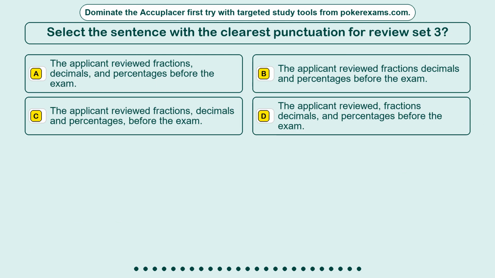Question 19. Select the sentence with the clearest punctuation for review set 3. Option A. The applicant reviewed fractions, decimals, and percentages before the exam. Option B. The applicant reviewed fractions, decimals, and percentages before the exam. Option C. The applicant reviewed fractions, decimals, and percentages before the exam. Option D. The applicant reviewed fractions, decimals, and percentages before the exam.